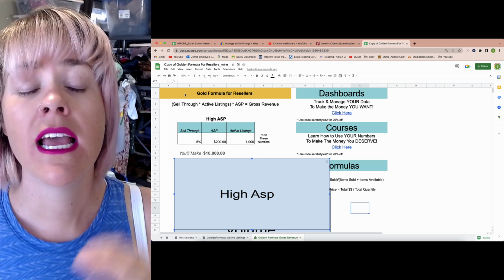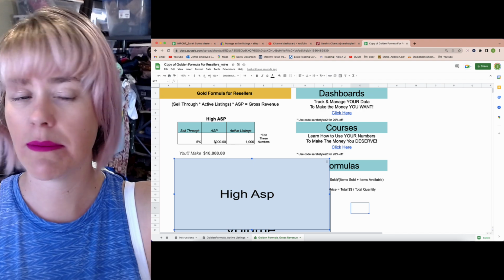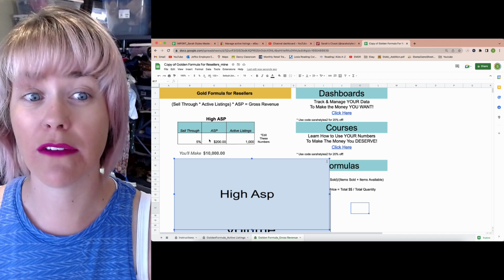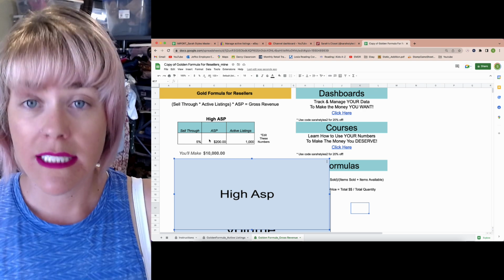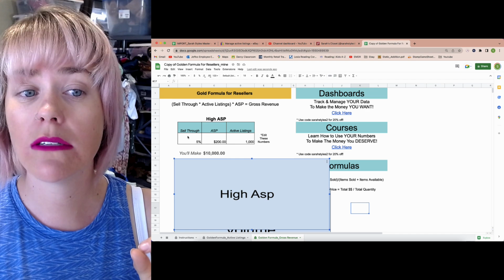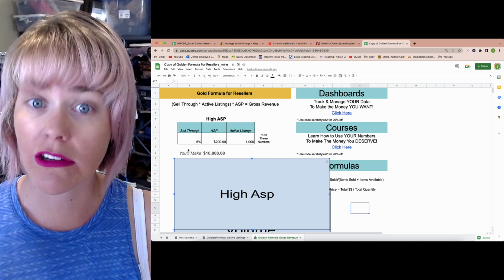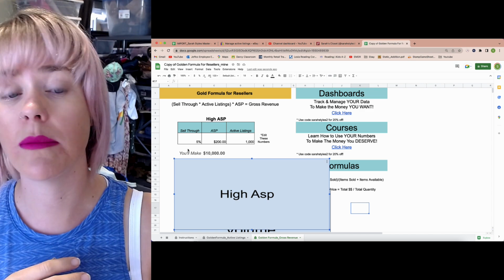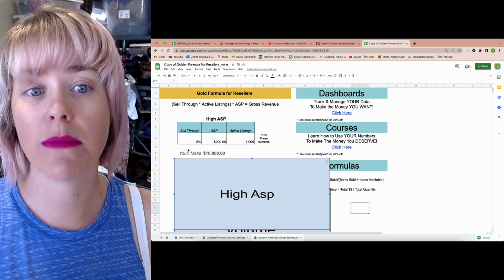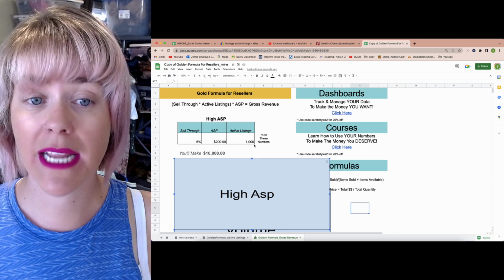So high average sale price means right here, on average, our items, I picked a really high number, are selling for $200. Typically, when you have items that are selling for a large amount, you're going to have a smaller sell-through rate. Not everyone can spend $200 on items. They're going to sell a little bit slower. You're not going to be selling as many of them, and it means you don't have to have as many items. You don't have to have as many active listings.